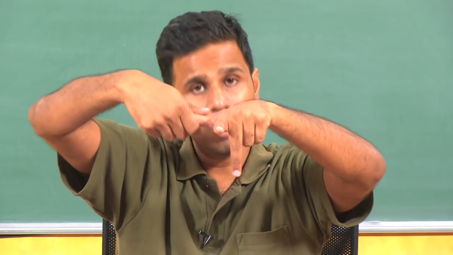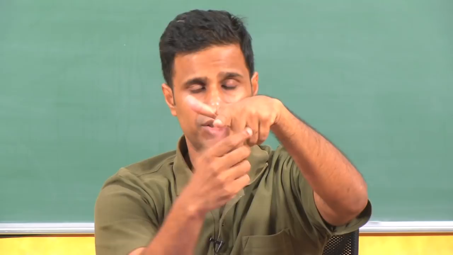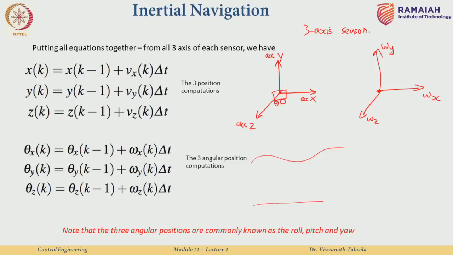Finally, I keep this fixed and I rotate it over here. This is another rotation about this axis. So you have three rotations, and the rotations are measured with respect to each of the axes. So it would look like this.